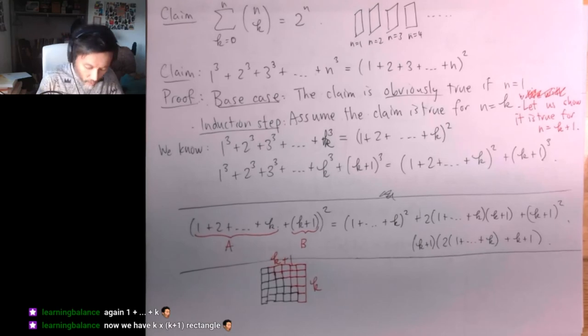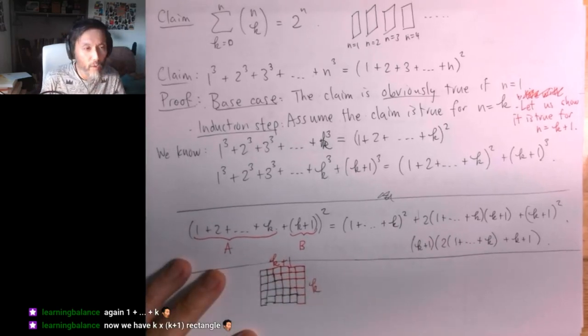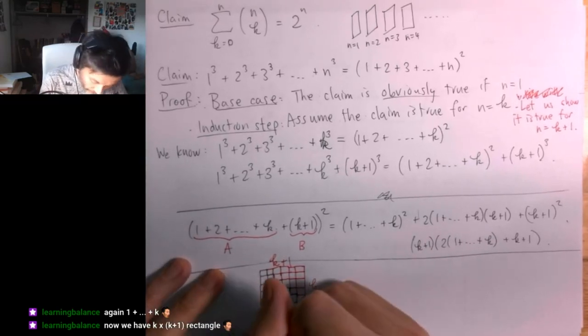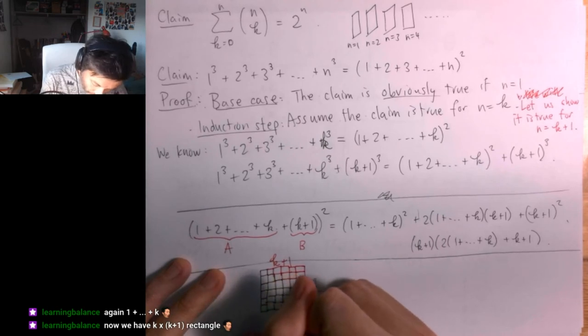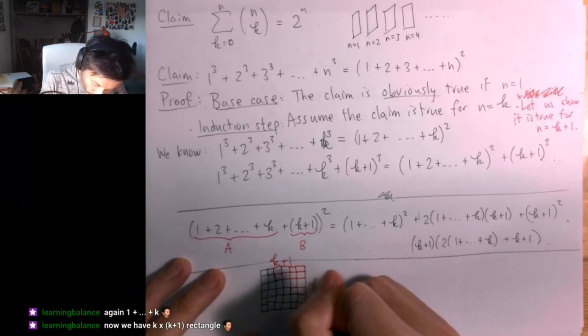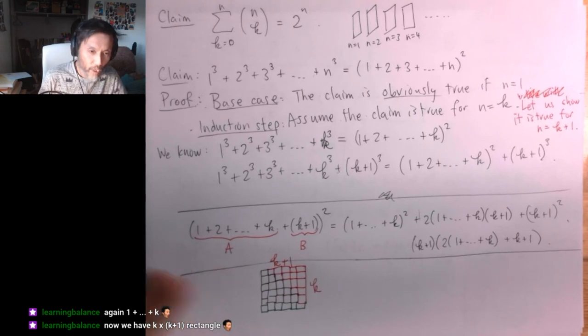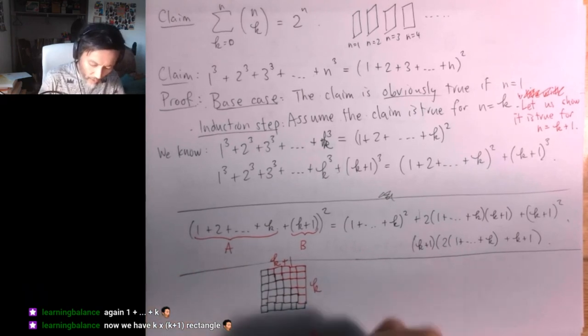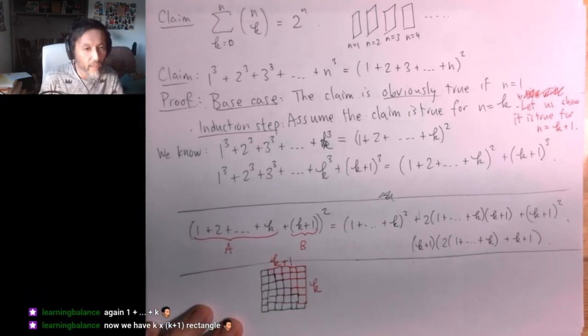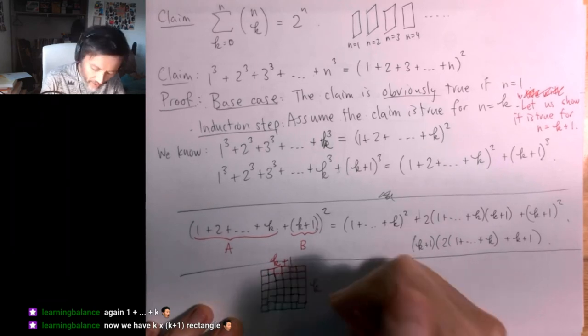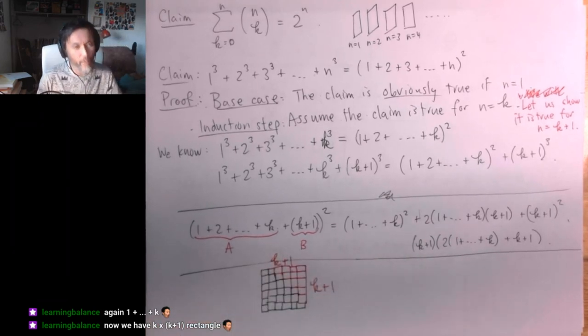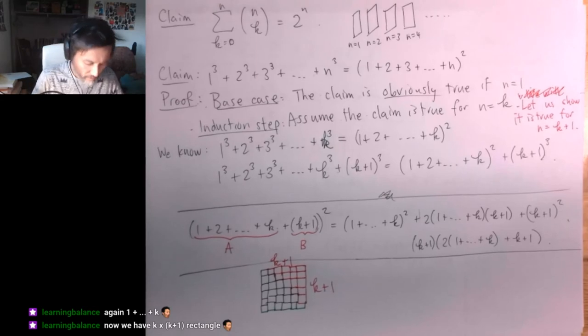So now we are going to add one more horizontal row of squares. What are we adding on? We're adding on k plus 1 more squares. And what do we get after we do all that? What is this red, black, and green square? What are its dimensions, rather? It's k plus 1 times k plus 1.